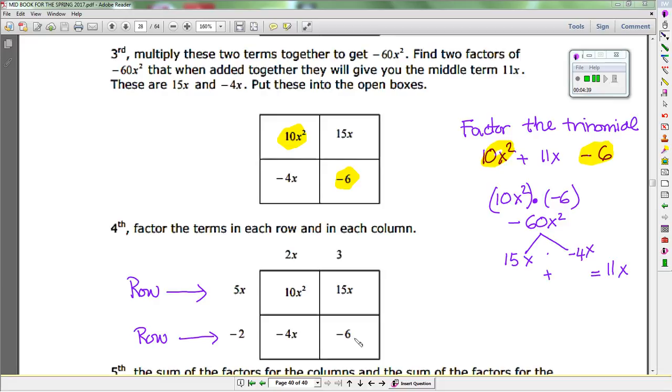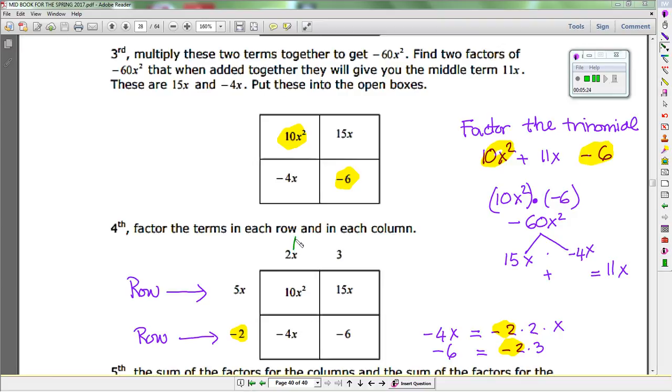Again, let me write it down because I don't think you can see. The factors of negative 4x are negative 2 times 2 times x. For negative 6, the prime factors are negative 2 times 3. So what do they have in common? The common factor will be negative 2. So that's why we put them right here. You see that? So we're done with the rows.